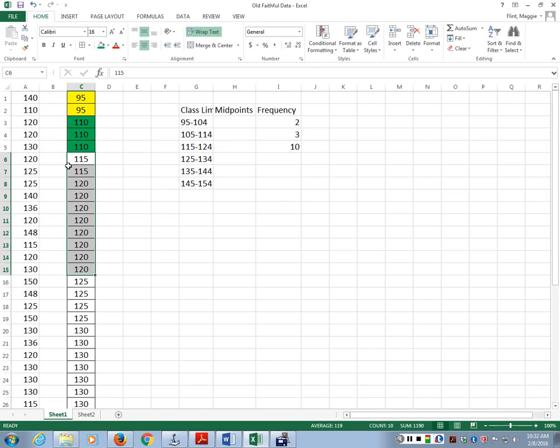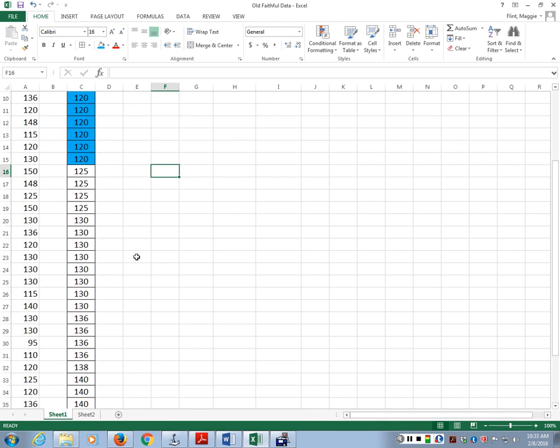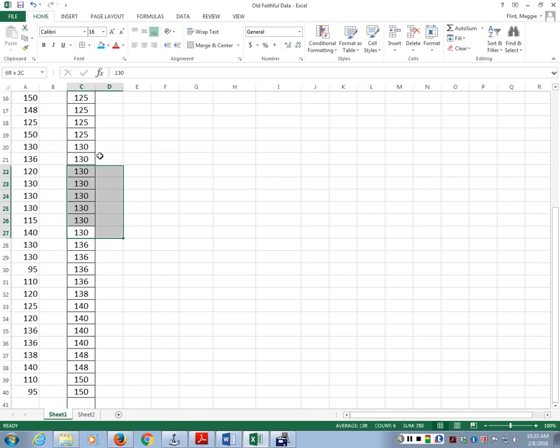See there, it looks like it left out the 115, but it didn't. And we'll make that one blue, just to make it different. And then the 125 to 134, well, let's see, the first one that's bigger than 134 is this 136, so I'll start there. And it says there are 12 of those.